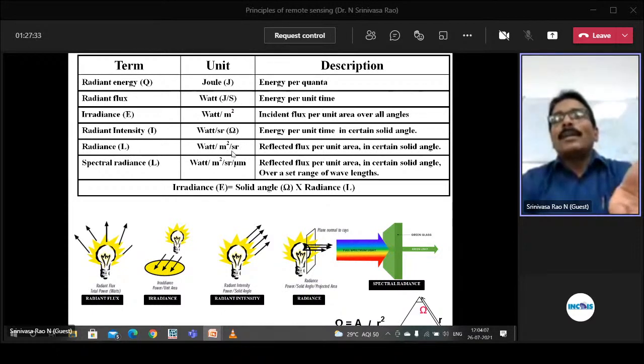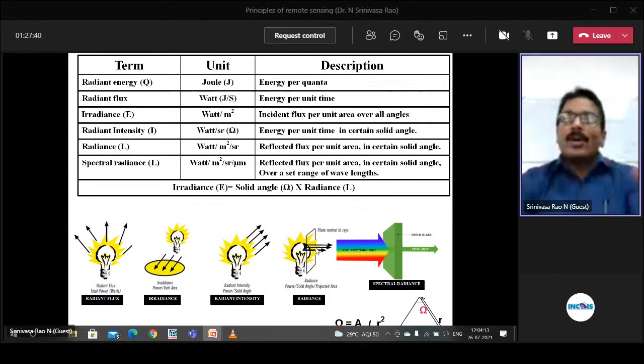Okay, and steradian. Watts per meter. From one square meter area, within 1 second of time, how many packets are leaving in one particular direction? For more clarity, I can explain.